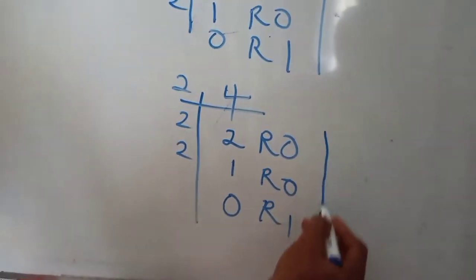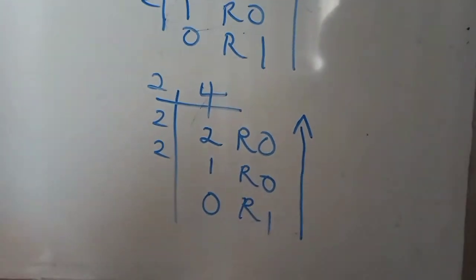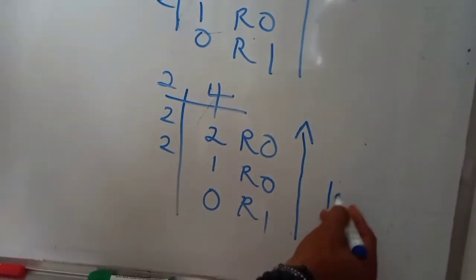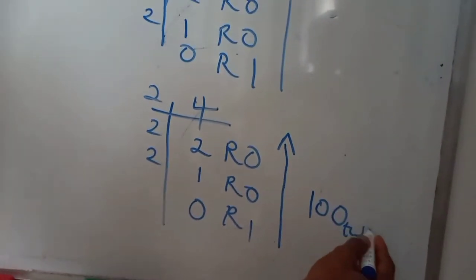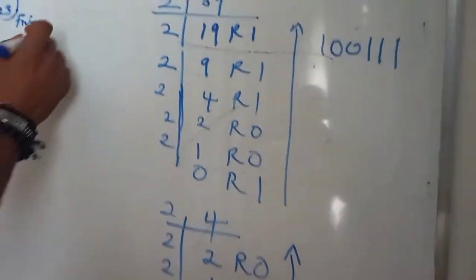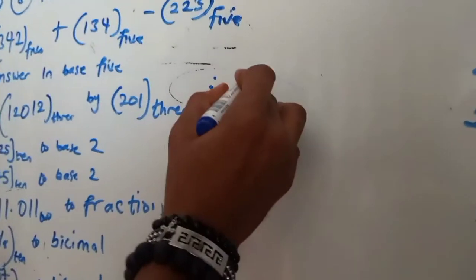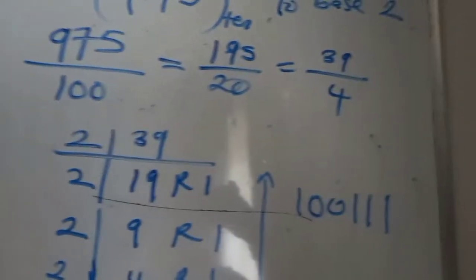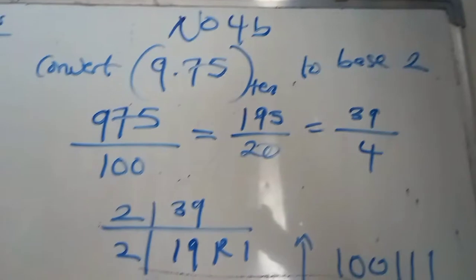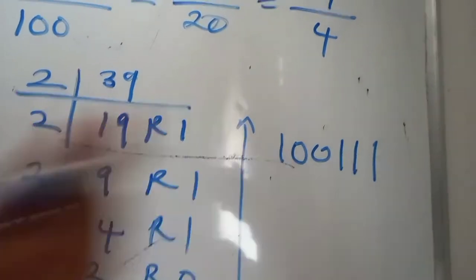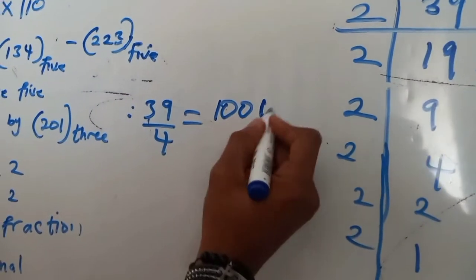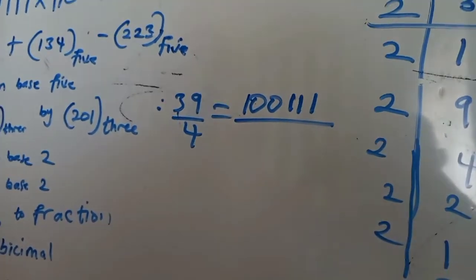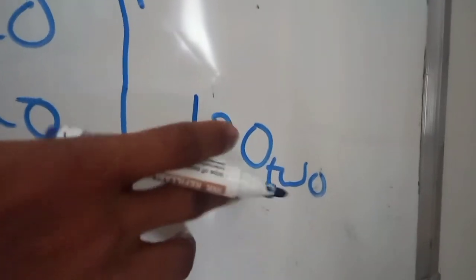I'm not doing the assignment for you. So I'll pick 100, that's 100 in base 2. What next? Therefore 39 over 4 equals what? My 39 is 100111 base 2, over my 4, which is 100 base 2.